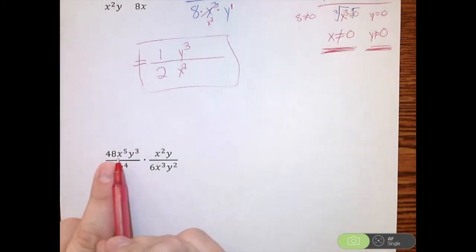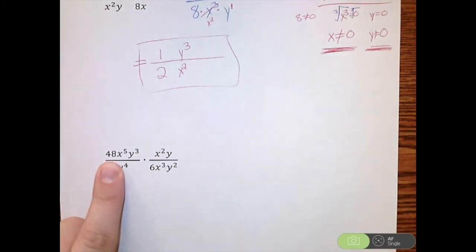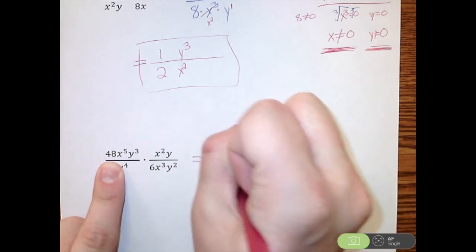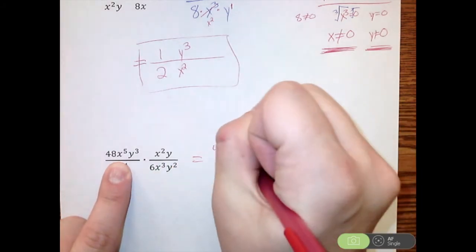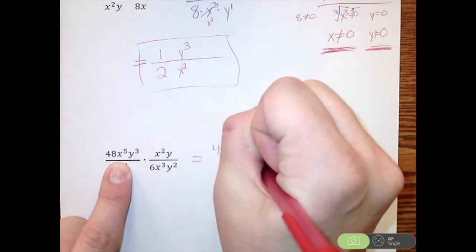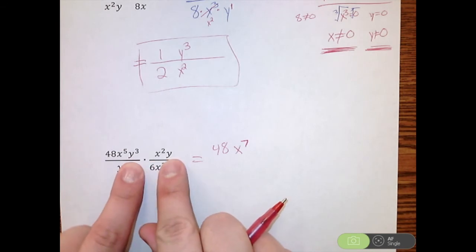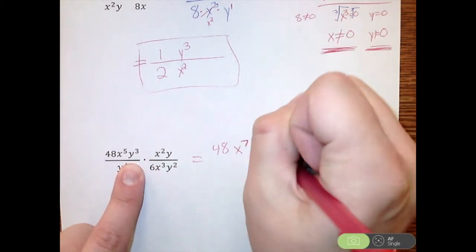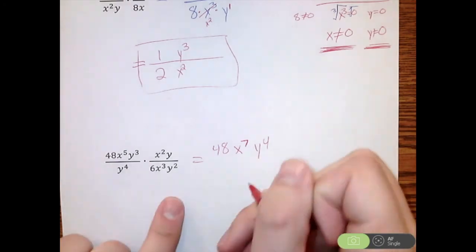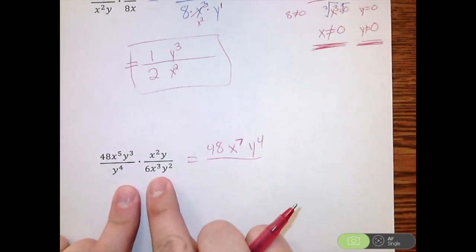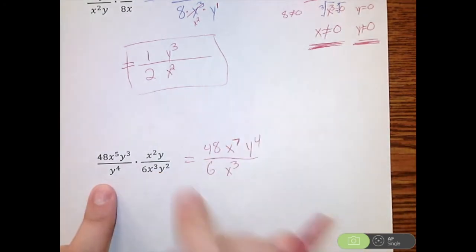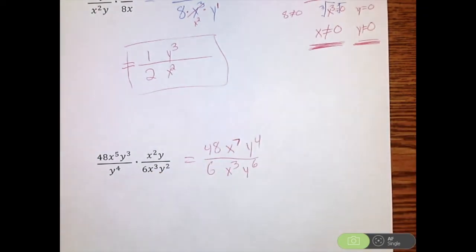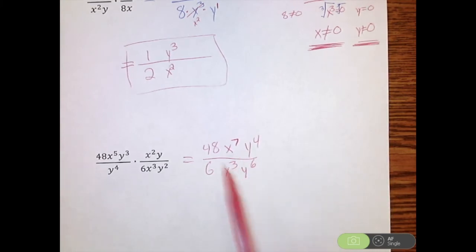So starting up top, I have a 48. Well, nothing else there, so I'm going to have 48. X to the 5th and an x squared is going to be x to the 7th. Y cubed and y is y to the 4th. And then on bottom, I got a 6, an x cubed, and a y to the 6th. So after I combine it together, I now have just a single rational expression, so I need to simplify that.